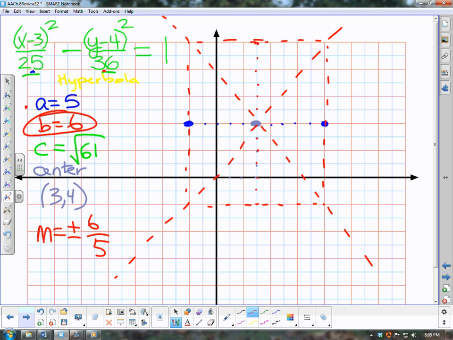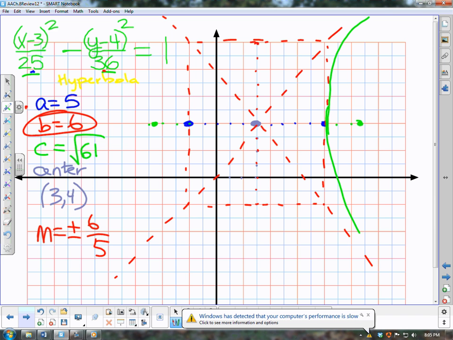And then our focus points are the square root of 61 away from our center, and the square root of 61 is somewhere between 8 and 9. No, 7 and 8. Because 7 squared is 49 and 8 squared is 64. So 1, 2, 3, 4, 5, 6, 7, 8. So somewhere right there. 1, 2, 3, 4, 5, 6, 7, 8. Somewhere right there. And then our hyperbola does that. Ooh, that was kind of bad. You, of course, will draw them better than that.